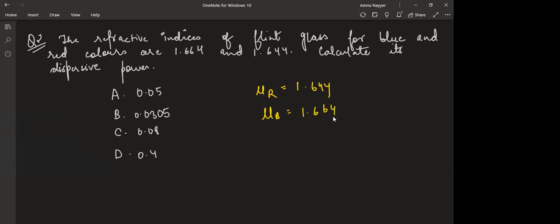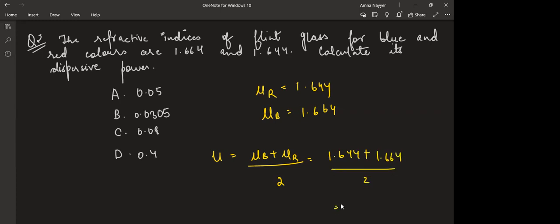And for blue, it's given 1.664, right? So see, in this, the refractive index is the refractive index of blue plus the refractive index of red divided by 2. This gives you the refractive index, so that will be the average, or for yellow you can say, this is actually for the yellow color. So 1.644 plus 1.664 divided by 2. So how much will it be?